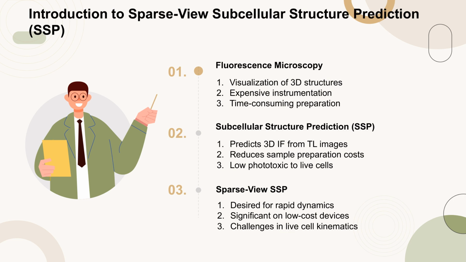Fluorescence microscopy is crucial for visualizing subcellular structures in 3D, but it requires expensive equipment and time-consuming preparations. SSP technology predicts 3D immunofluorescence from transmitted light images, reducing costs and minimizing phototoxicity. However, existing methods require dense imaging processes, which are not ideal for capturing rapid biological dynamics. Sparse-View SSP is therefore desired to address these challenges, making it significant for low-cost devices and live cell studies.